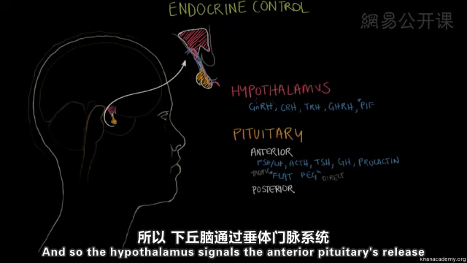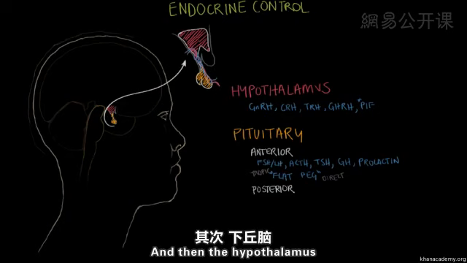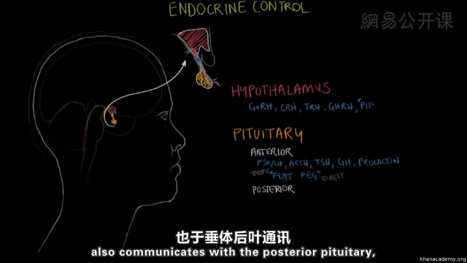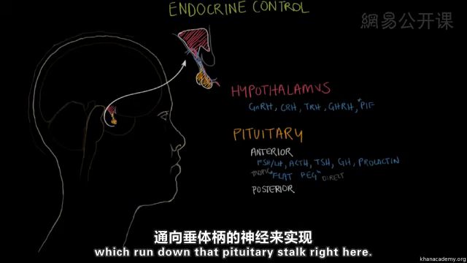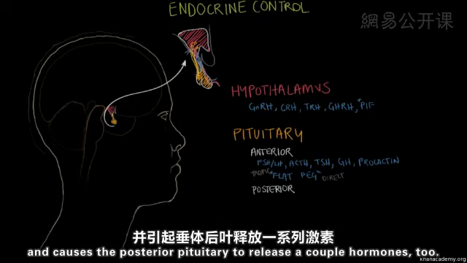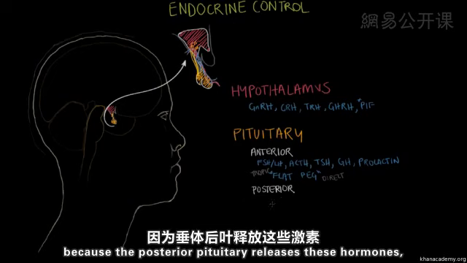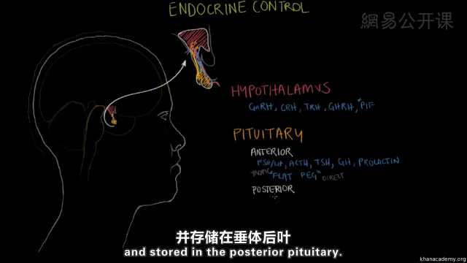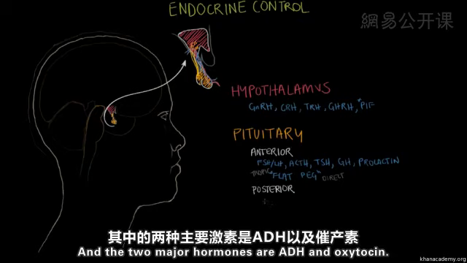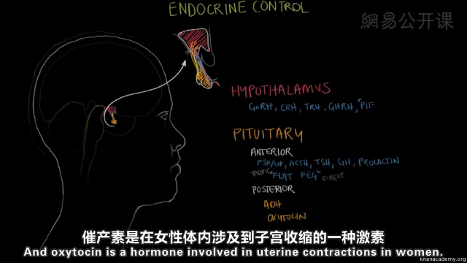And so the hypothalamus signals the anterior pituitary's release of its hormones through the hypophyseal portal system, or this little capillary bed. And then the hypothalamus also communicates with the posterior pituitary, and it does that through stimulation of nerves which run down that pituitary stalk right here. And the hypothalamus sends a signal down those nerves to the posterior pituitary and causes the posterior pituitary to release a couple hormones too. And I want to make a point because the posterior pituitary releases these hormones, but they're actually made in the hypothalamus and stored in the posterior pituitary. And the two major hormones are ADH and oxytocin. And ADH is antidiuretic hormone, and it stimulates the collecting ducts in the kidneys to retain water, and oxytocin is a hormone involved in uterine contractions in women.